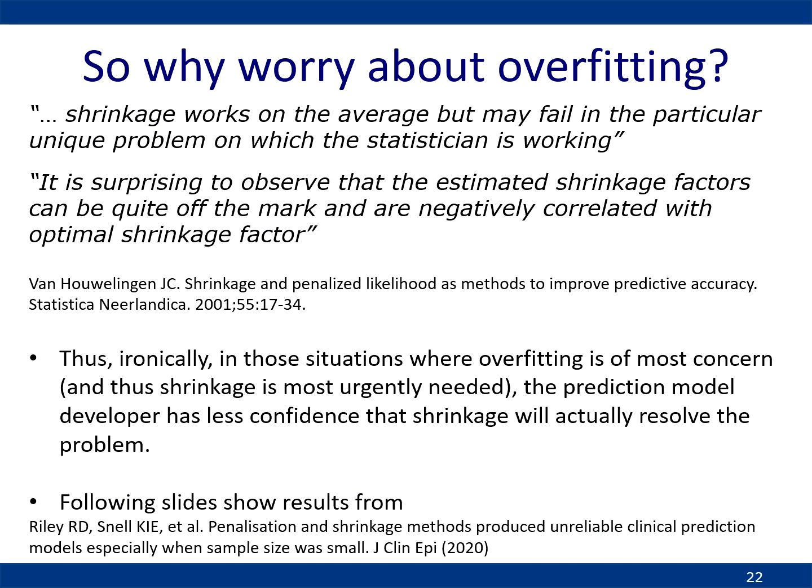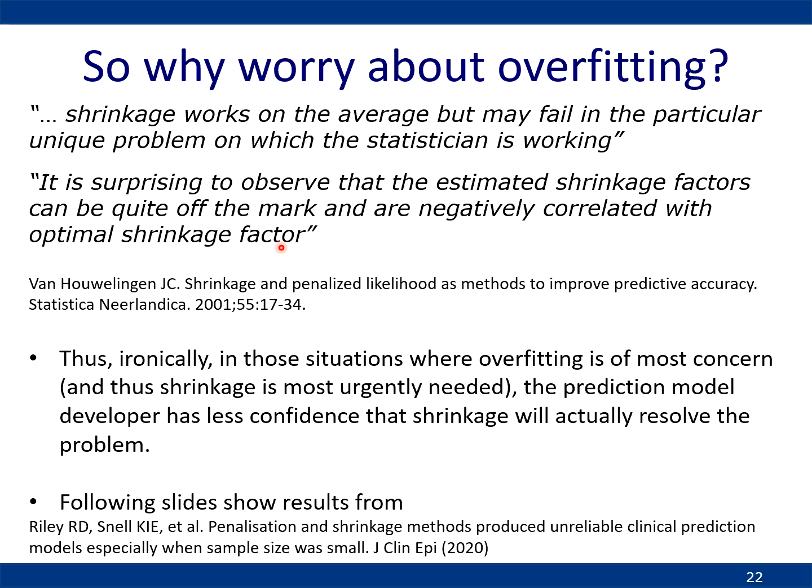Now these concerns led Van Houwelingen in 2001, so 20 years ago, to highlight that shrinkage works on the average but may fail in a particularly unique problem on which the statistician is working. And he observed that it's surprising that the estimated shrinkage factors can be quite off the mark and are negatively correlated with the optimal shrinkage factor.